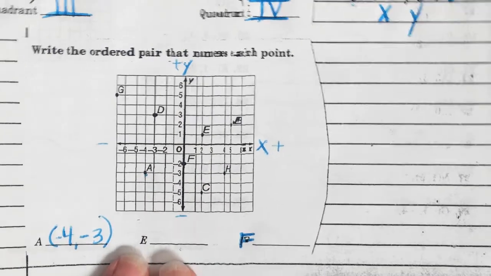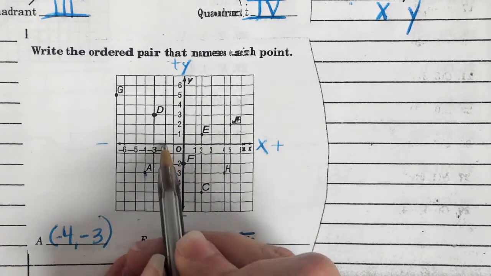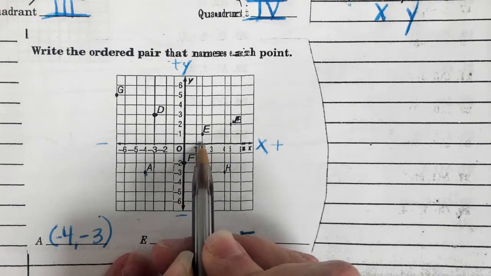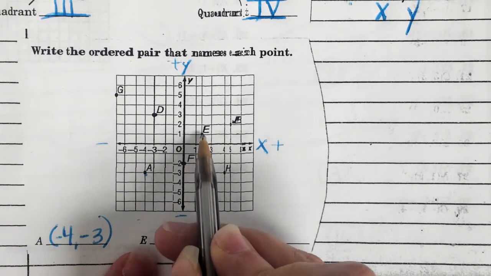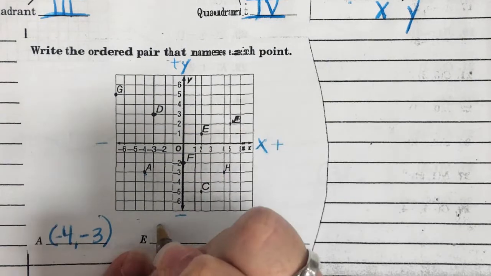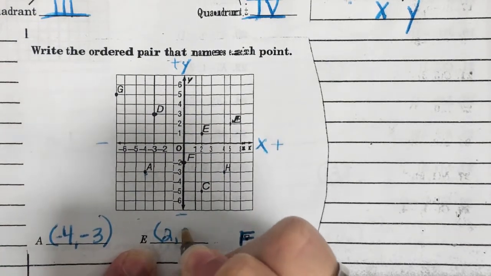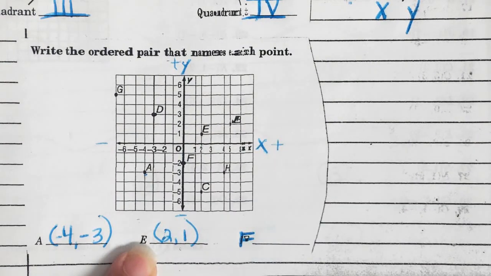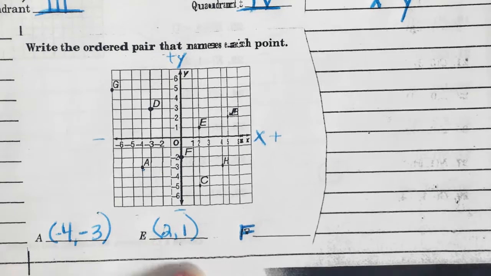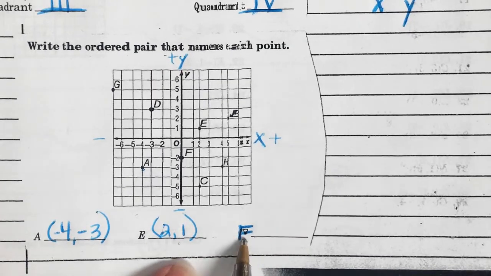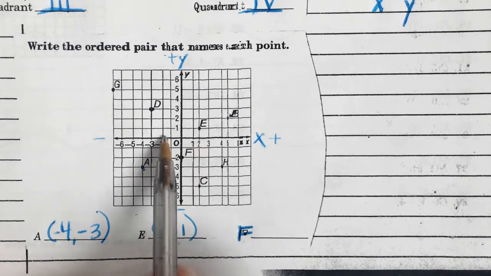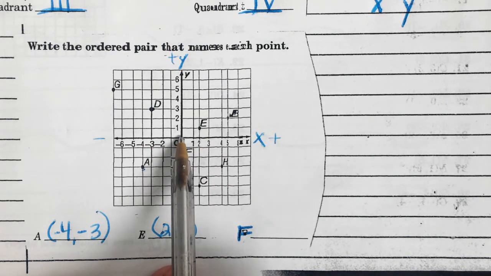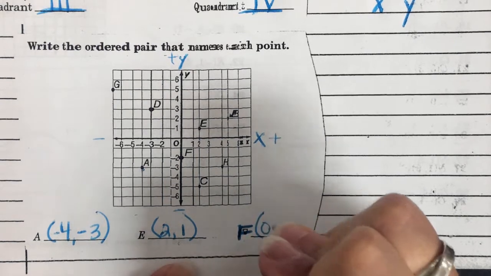Okay, letter E. So if I go across, it's at 2, and I go up, it's at 1. So positive 2, positive 1. Okay, F. I'm going across to 0, down to negative 2. Good.